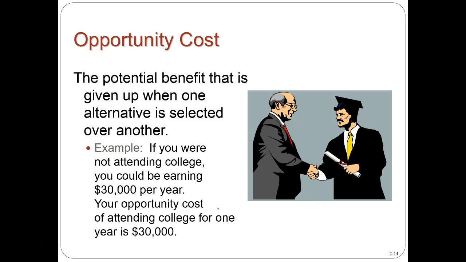So if you were not attending college, you could earn $30,000 a year. Your opportunity cost of attending college for 1 year is $30,000.